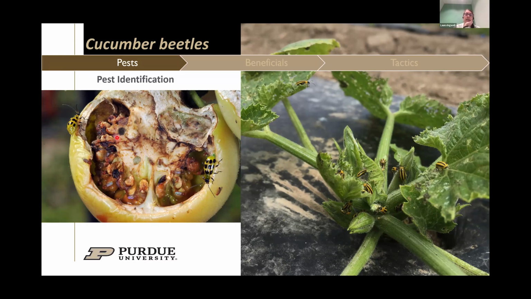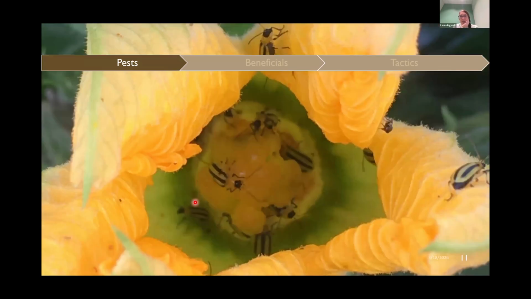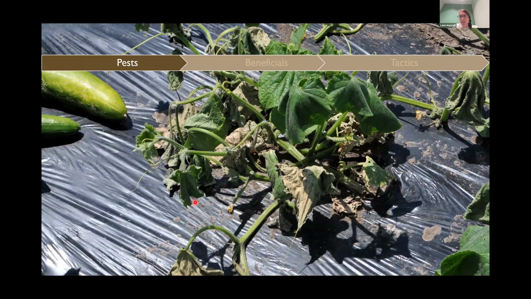Like here you can see adults feeding on a tomato. The beetles didn't cause this damage. It was a caterpillar that cut the tomato open and ate it, but the beetles are on the outside feeding here. So the reason that we are concerned with cucumber beetles first is because we can see overwhelming numbers of them at certain times in the field, and also because they are responsible for transmitting a disease.